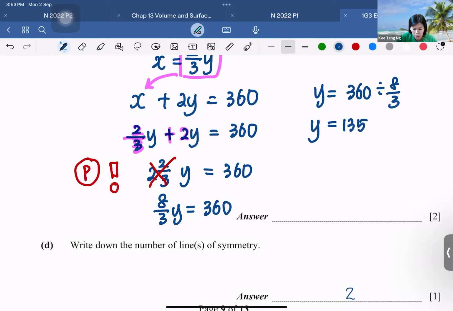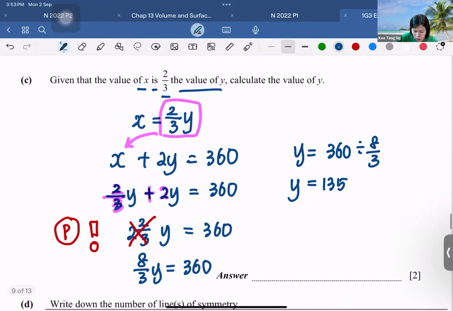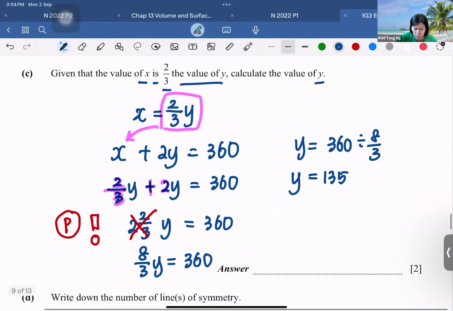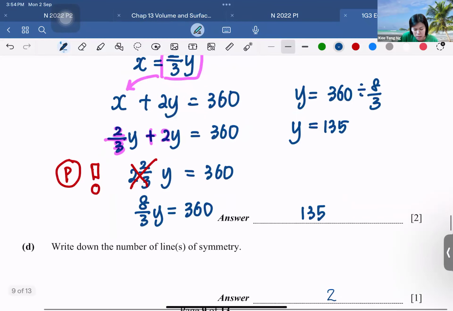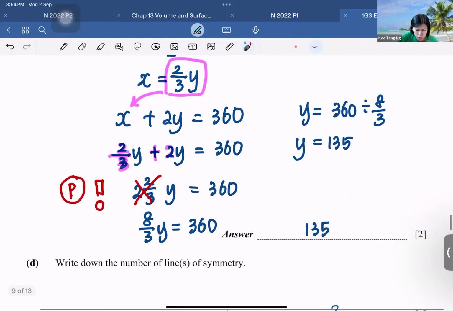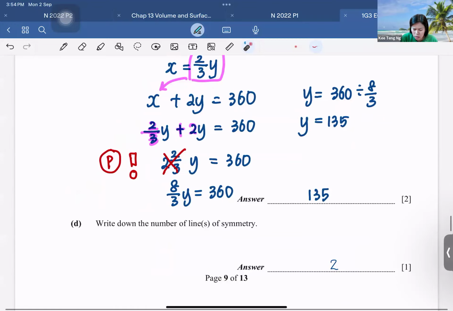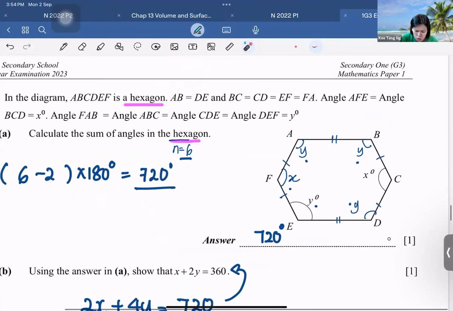Okay, but read my question. They want to find the value of y. Okay, so y is the number 135. This question is as simple as it seems, but those students who make this mistake, sorry, minus 1 mark for your presentation. Okay.